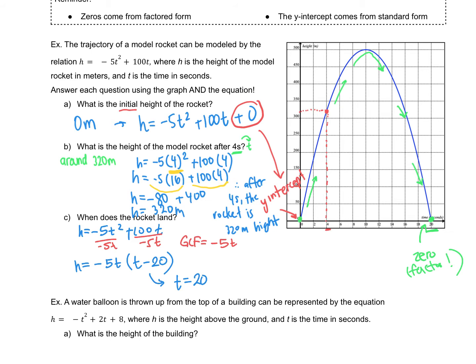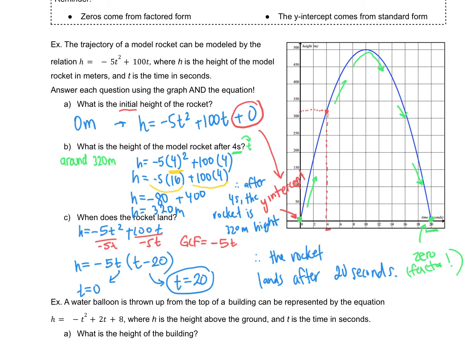and that's exactly what we predicted from the graph. From this bracket, remember, whenever it's just a common factor of the variable, the 0 is just 0, because technically I could write it as t plus or minus 0, and that's how you get that x-intercept. So here it is. Therefore, the rocket lands after 20 seconds.